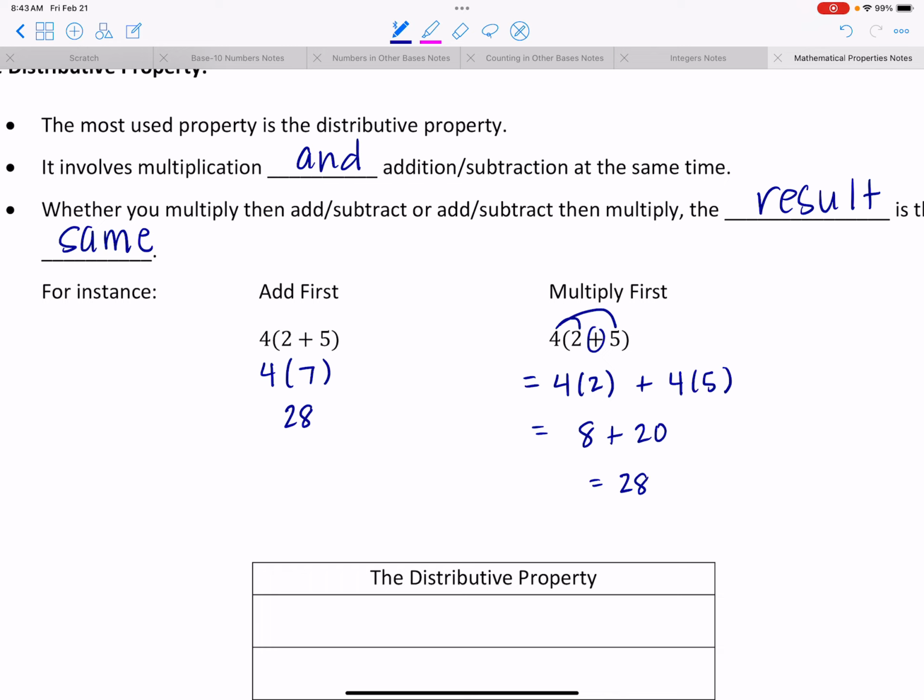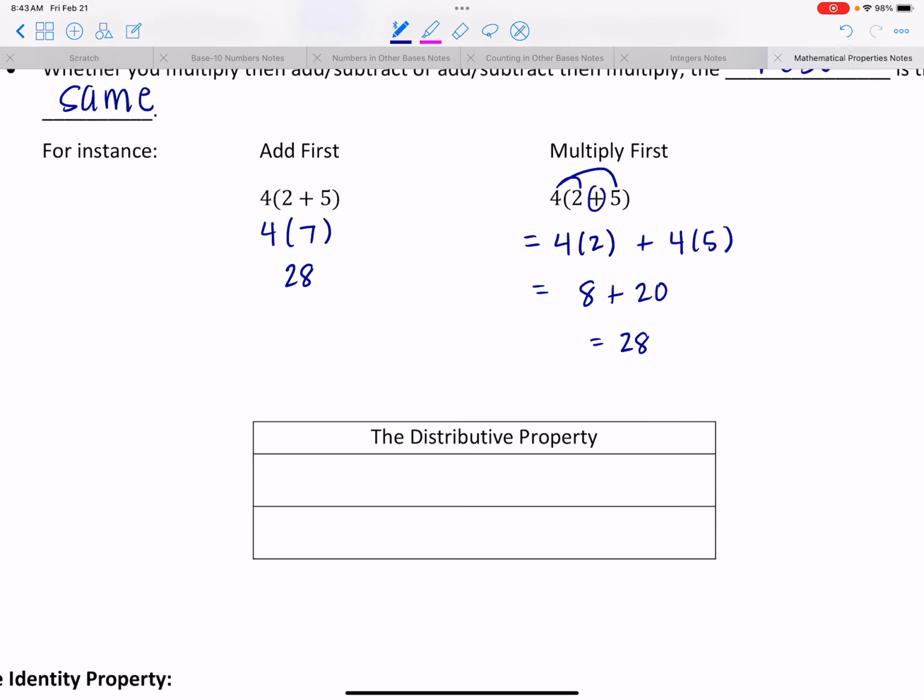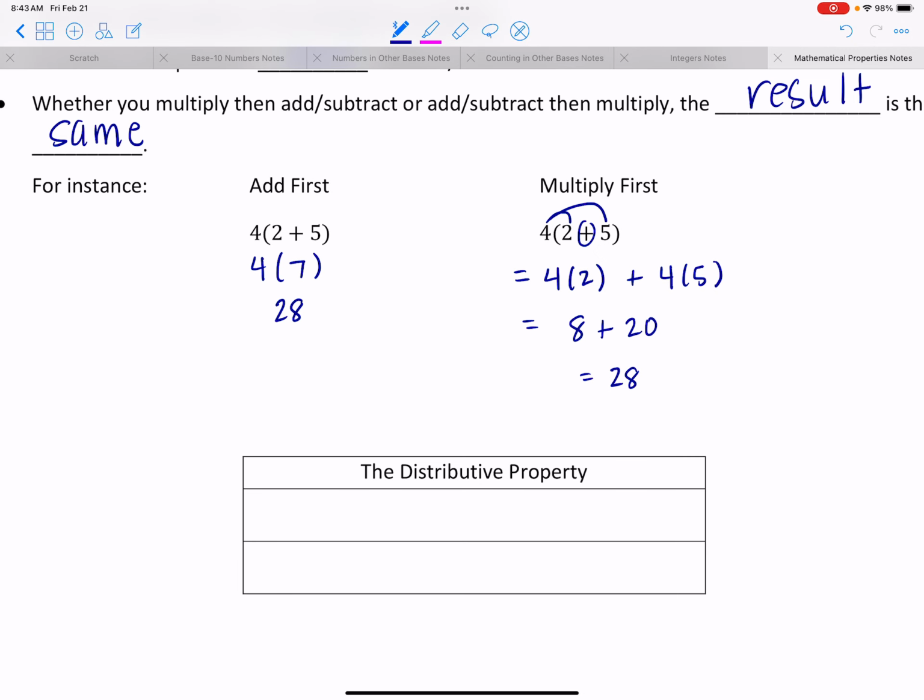So whether I multiply first, which is where we're actually using our distributive property, or do the addition, or if it was subtraction inside the grouping symbols and then multiply, we end up at the same place. So again, our distributive property says if we have something like a times b plus c, that would be the same as a times b added to a times c. And that could be subtraction and it would work the same way. So if I had a times b minus c, this would be a times b minus a times c.